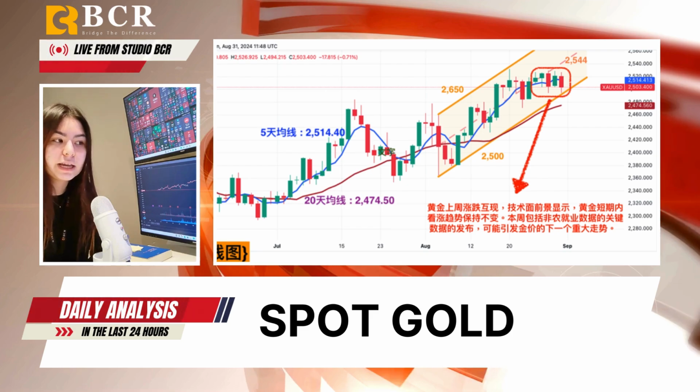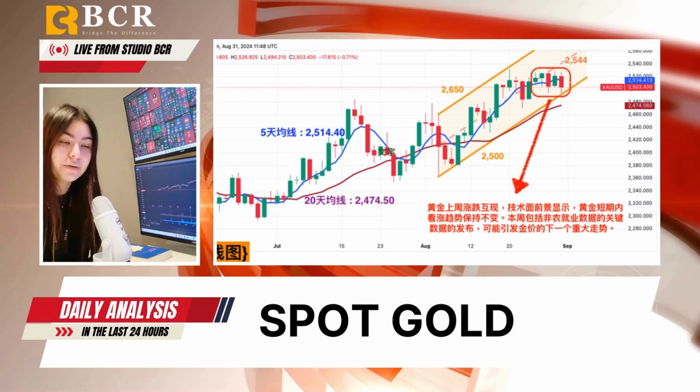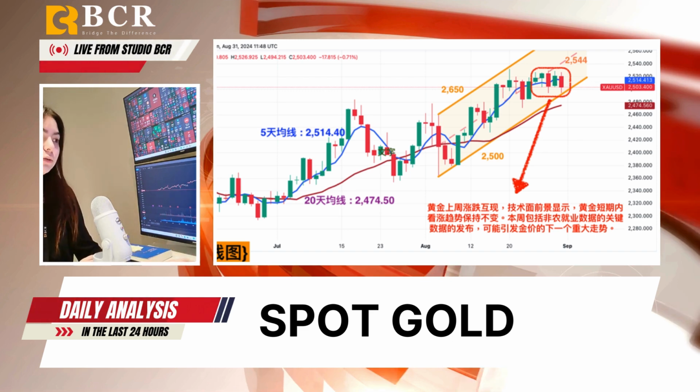On the upside, breaking above the historical high of 2,531.7 could push prices to 2,544 and potentially target 2,578.2 if the bullish momentum continues.